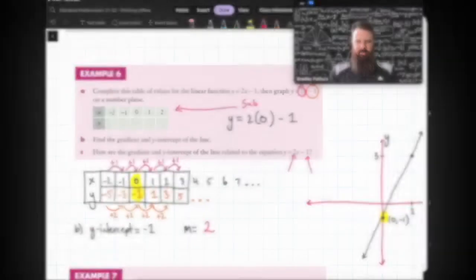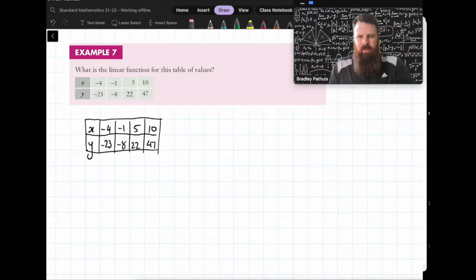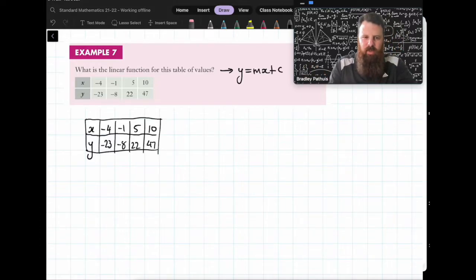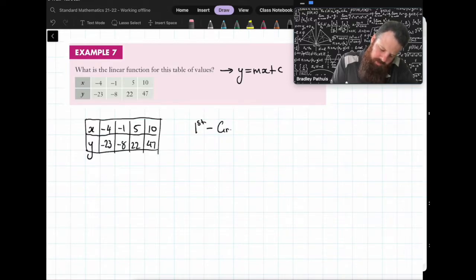Moving on to example 7. All right, here in example 7, it's saying, what is the linear function? So in other words, it's saying, what is the y = mx + c, or the equation of the straight line, for the points that we have? So we need to find the gradient, and we need to find the y-intercept, and we need to do them in that order. So first, we find the gradient. Second, we do the y-intercept.